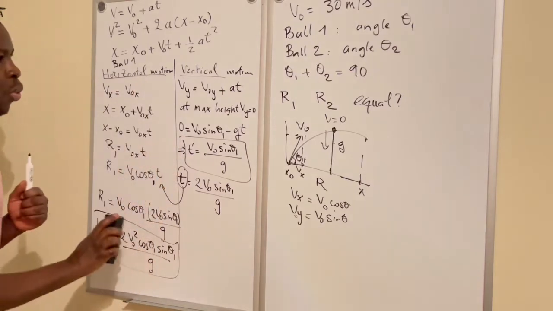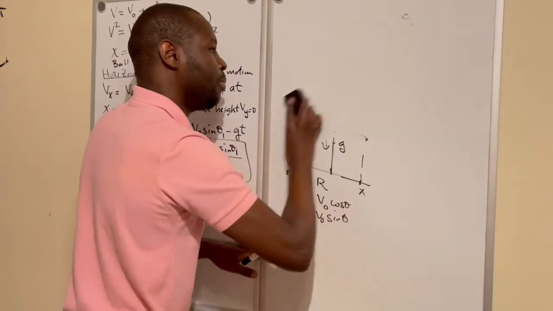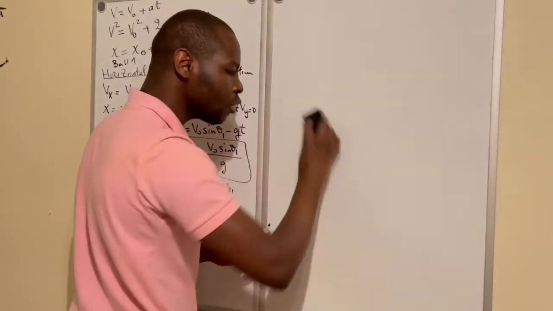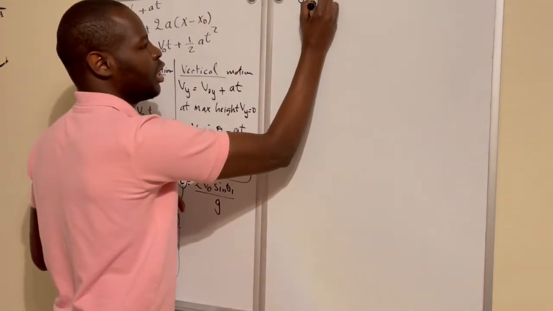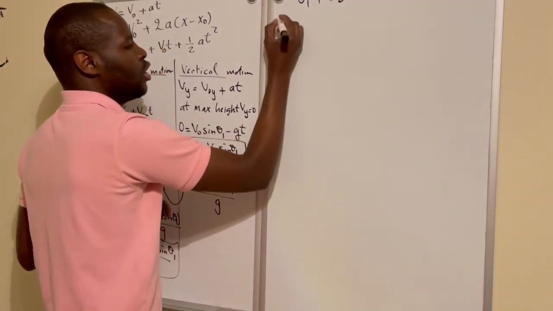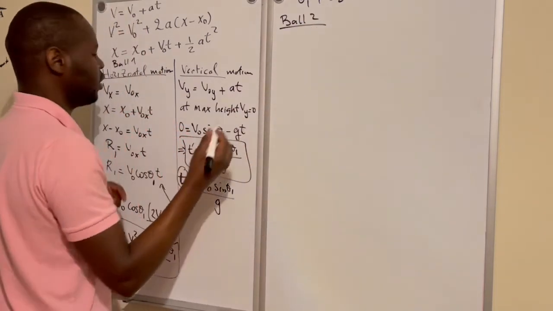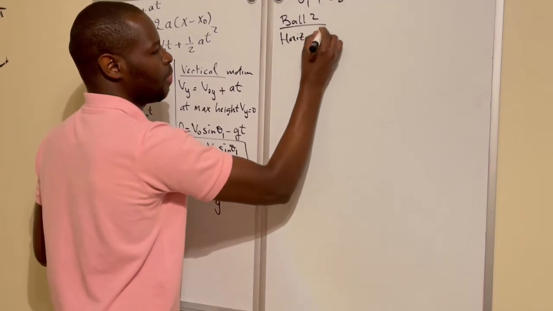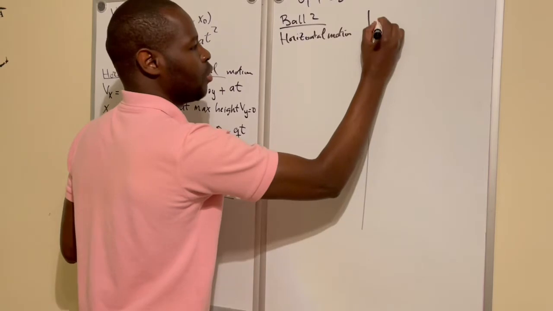Now this is for ball 1. Let's go ahead and do ball 2. If you remember, I said that the angles of the two balls are complementary, meaning theta 1 plus theta 2 equals 90 degrees. I'm just going to put a reminder here. Right? So ball 2, same thing. We're going to divide our motion into horizontal motion and vertical motion.